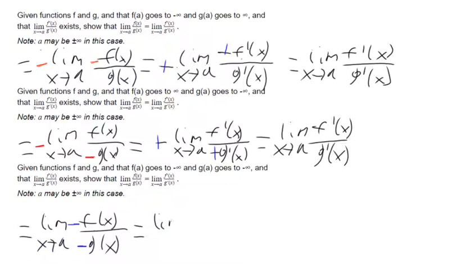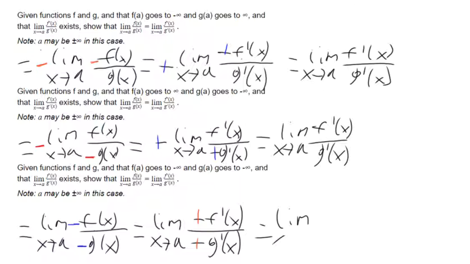So I can say that this equals the limit as x approaches a. We'll have a negative f prime of x over negative g prime of x. And again, the negatives cancel out, and we can say that this is equal to the limit as x goes to a of f prime of x over g prime of x. So again, we've shown that this equals this, which is what we wanted to prove.